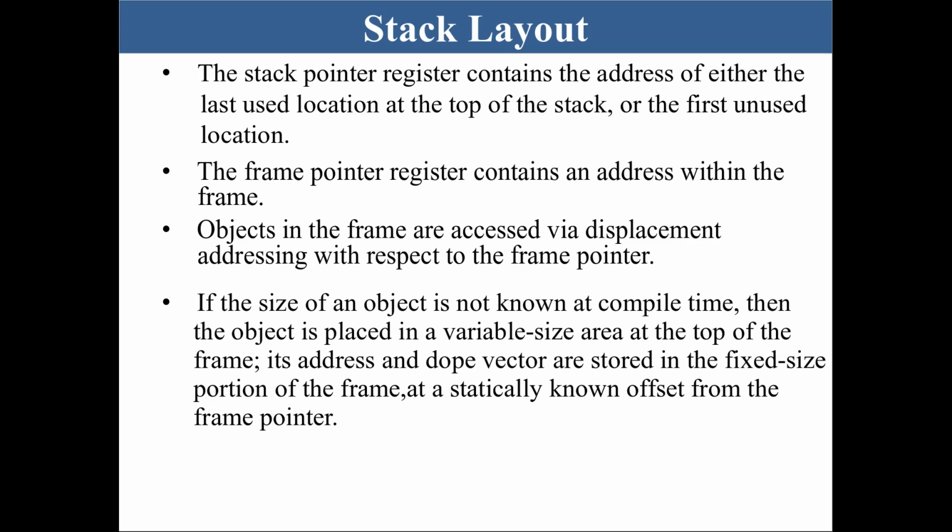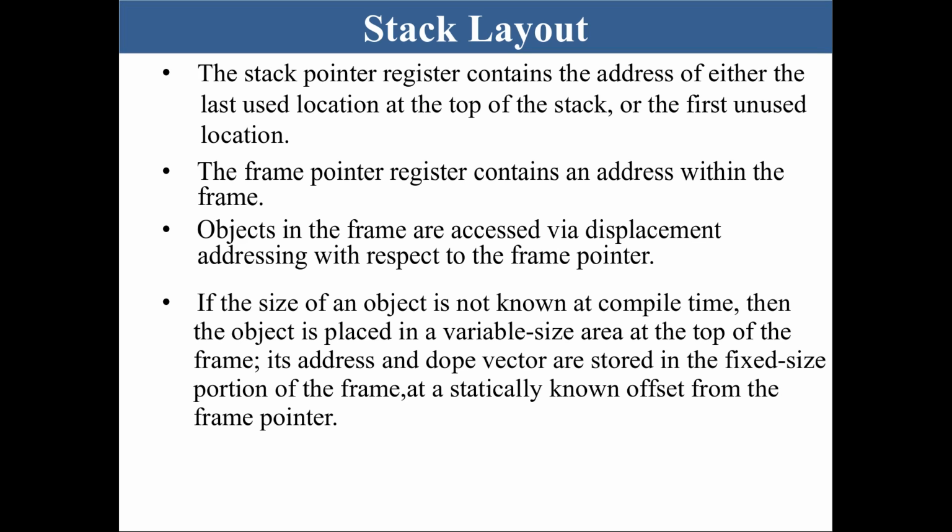The frame pointer register contains an address within the frame. The objects in the frame are accessed via displacement addressing with respect to the frame pointer, and if the size of an object is not known at compile time, then the object is placed in a variable sized area at the top of the frame. Then its address and the dope vector are stored in the fixed portion of the frame at a statically known offset from the frame pointer. The dope vector is a data structure that contains the variables or arguments at runtime.